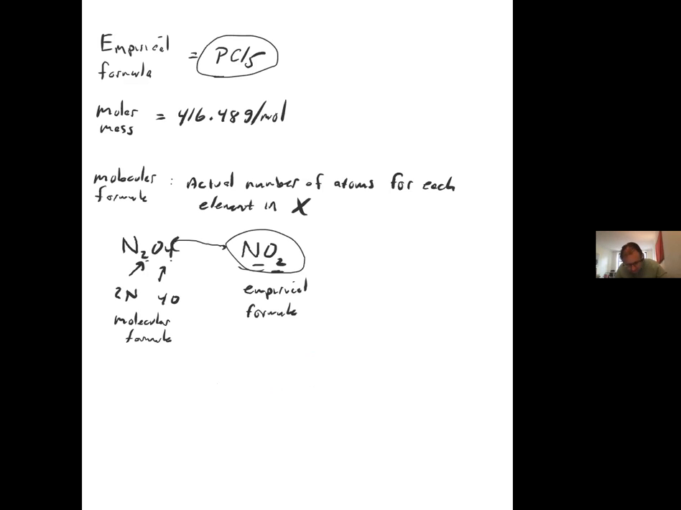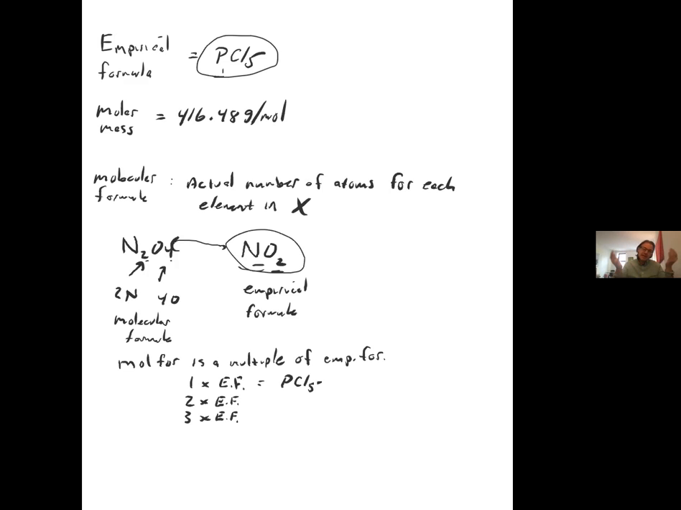The molecular formula is a multiple of the empirical formula. So what I mean by a multiple is it's 1 times the empirical formula, or 2 times the empirical formula, or 3 times the empirical formula. So for example, if it's 1 times the empirical formula, 1 times 1 and 5 would be 1 and 5.